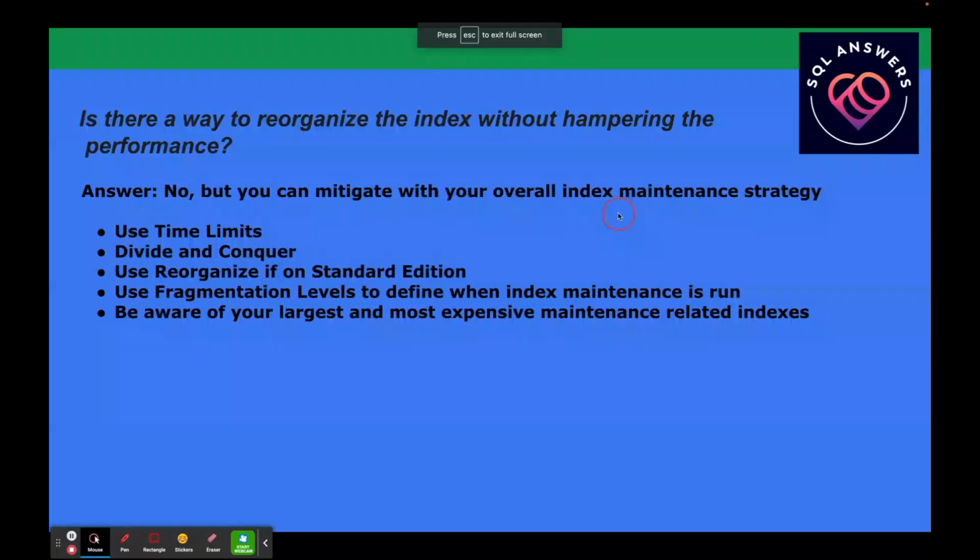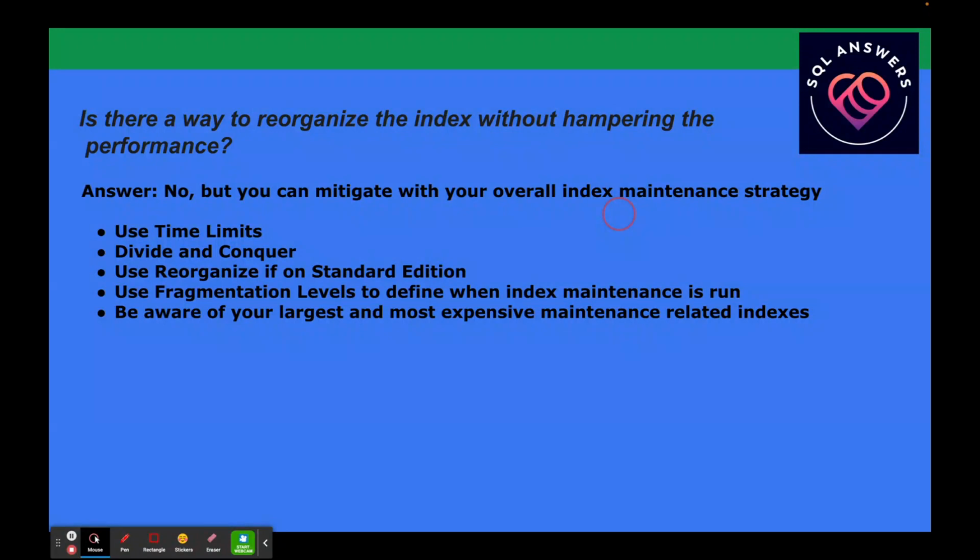The next question we had here was, is there a way to reorganize the index without hampering performance? The answer here is really no. There's no free lunch, but you can mitigate it with your overall index maintenance strategy. I have another video that talks about strategies for applying IndexOptimize, so check that out. But back to this question, some of the things you can do is use time limits on your index maintenance, so that your jobs are only running for so long, and you can avoid peak hours of your system activity. Another thing you can do is divide and conquer.